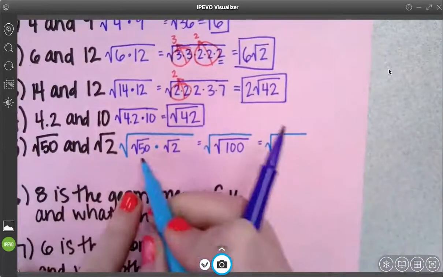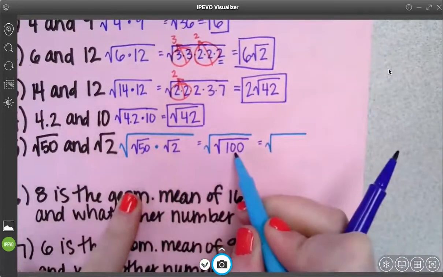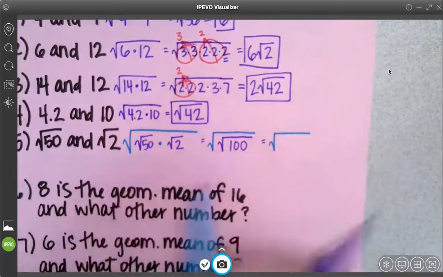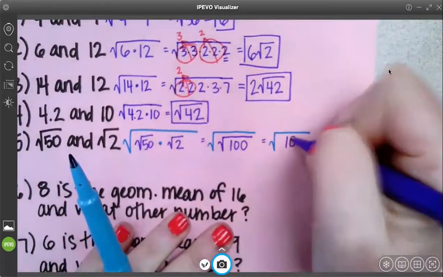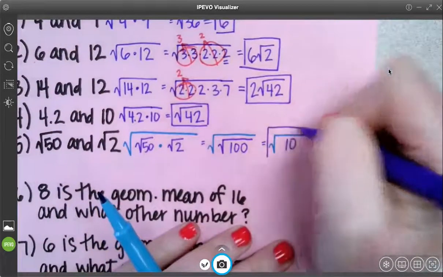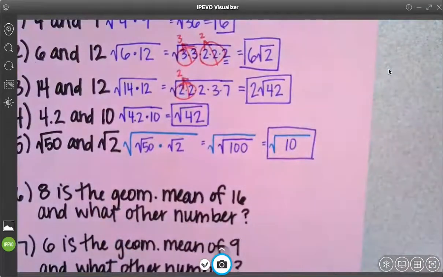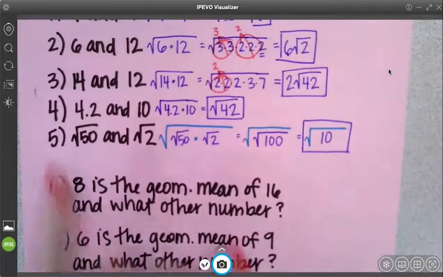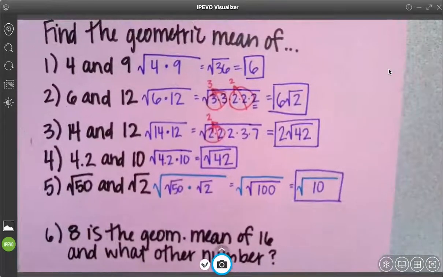So 50 times 2 is where I got this 100, and the square root of 100 is 10. If you factor 10, you're just going to get 2 and 5. So this is actually the finished answer, square root of 10. So the square root of 10 is the geometric mean of the square root of 50 and the square root of 2. And this is really all you're going to be doing for a lot of the triangle things.